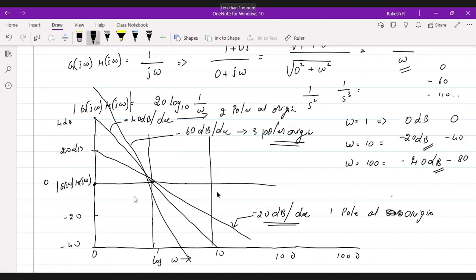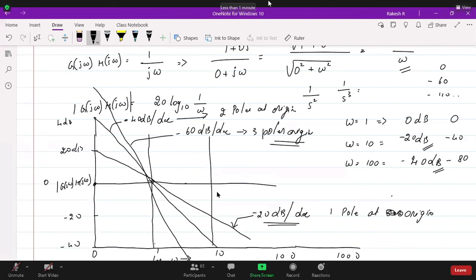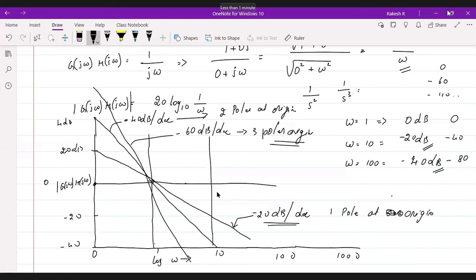Now, I think I need to stop here. Next class, I'll be discussing the magnitude for a simple pole, and similarly I'll go for the pole at origin and zero at origin. That is the phase angle and magnitude. I'll discuss that in the next class.